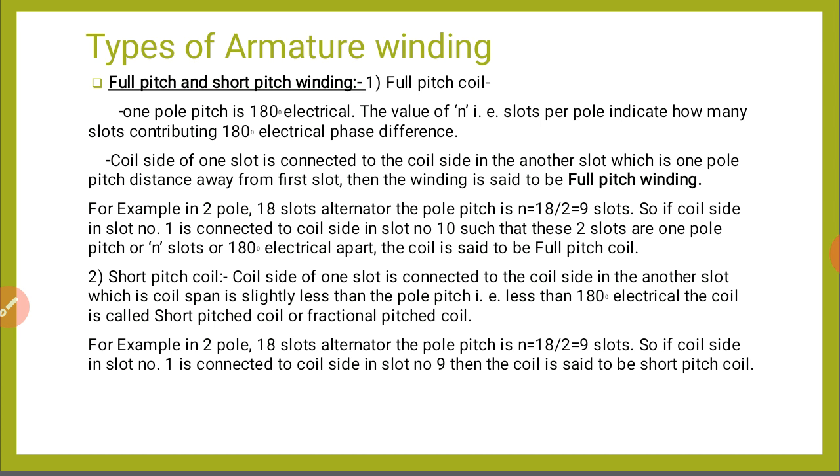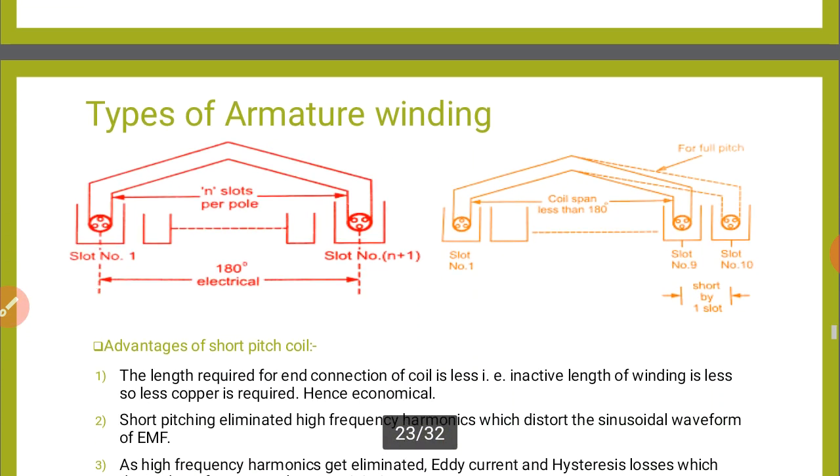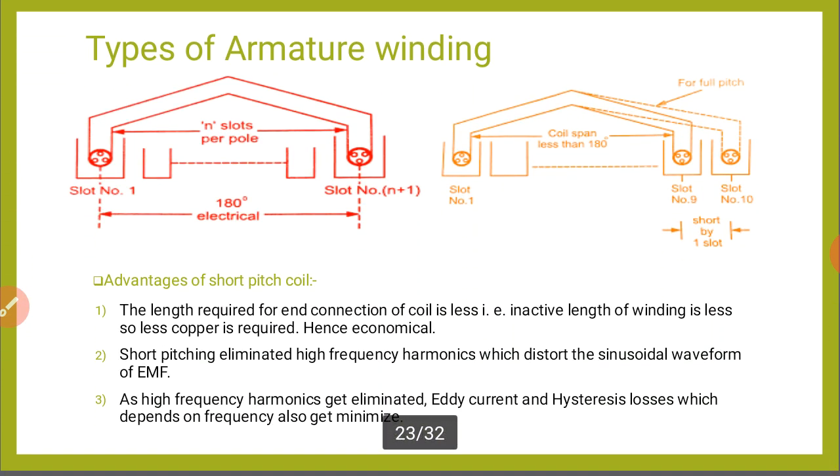So again the same example, that is a 2 pole 18 slot armature. The pole pitch is 9 and we have to make a short pitch arrangement for this. So if the coil side in slot 1 is connected to the coil side in slot number 9, then the coil is said to be short pitch. Okay, so the distance between them, if you observe in the figure, if a coil is connected in slot number 1 and slot number 9, then the distance between them is less than n.